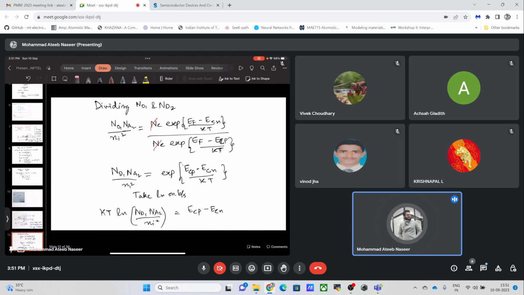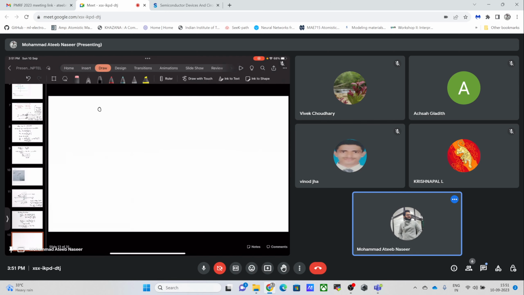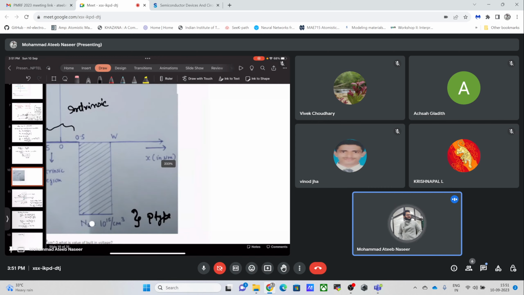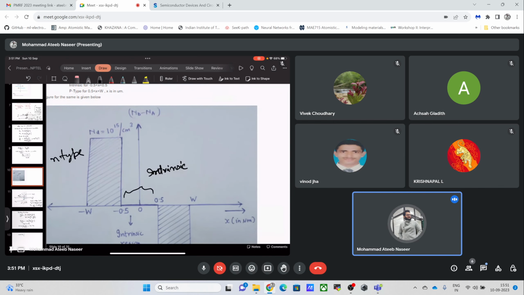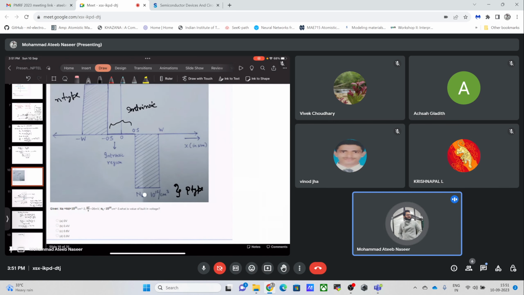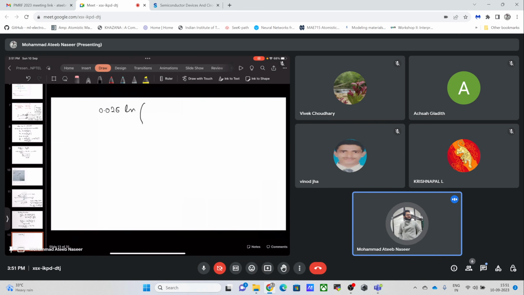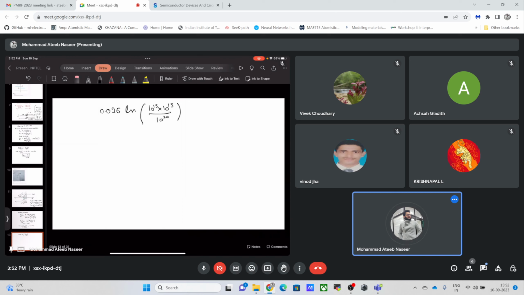So if I solve for this, it would be simply 0.026 ln of this ND, which is equal to 10 to the power 15, and Na is also equal to 10 to the power 15, and Ni is equal to 10 to the power of 10. So it would be simply equal to 10 to the power of 15 into 10 to the power of 15 divided by 10 to the power of 10 whole square, which is 10 to the power of 20.